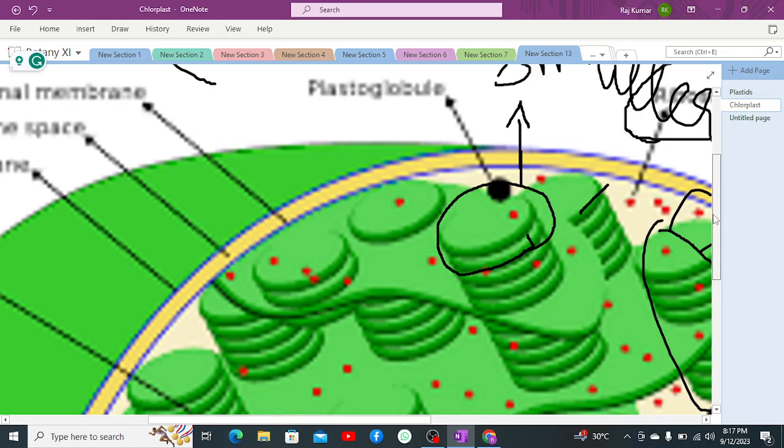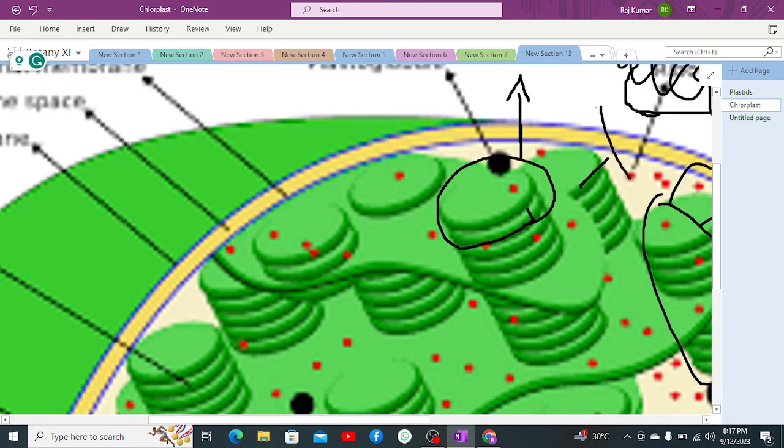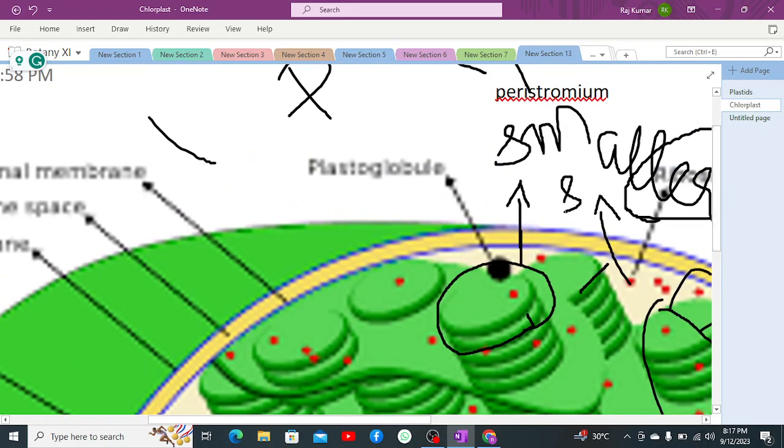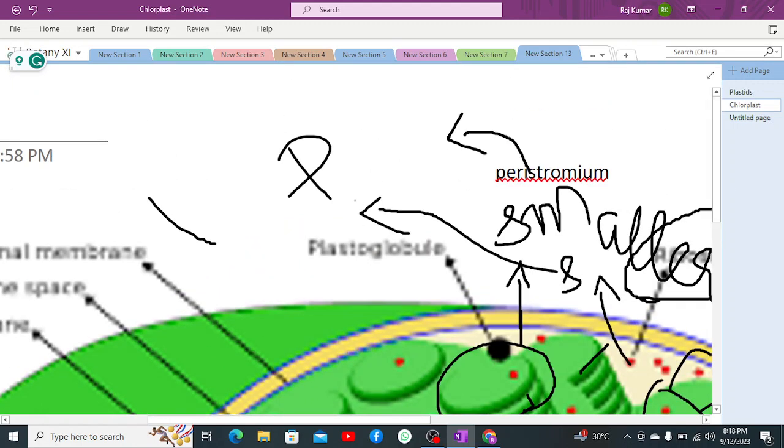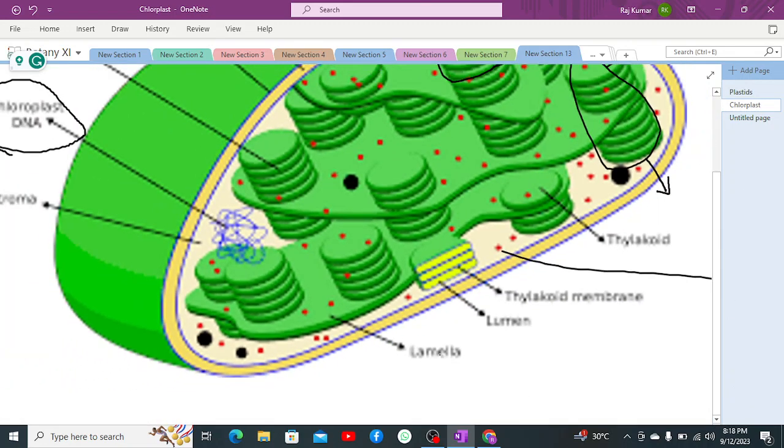One more thing, that this lumen of chloroplast is having matrix fluid inside it. This fluid is known as stroma, and within the stroma there is the synthesis of several materials, which we are going to further discuss. So the stroma is where there is the presence of the thylakoid membrane in the form of granum, and the peristromium is peripheral to the stroma.